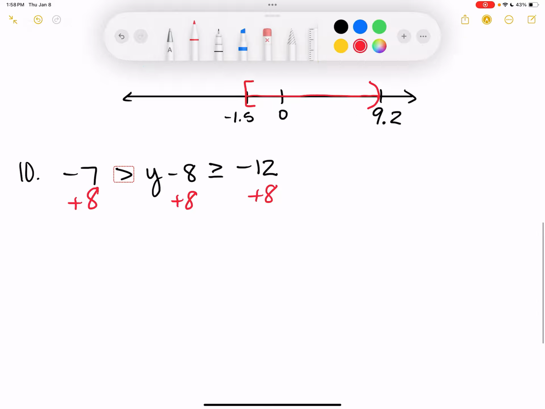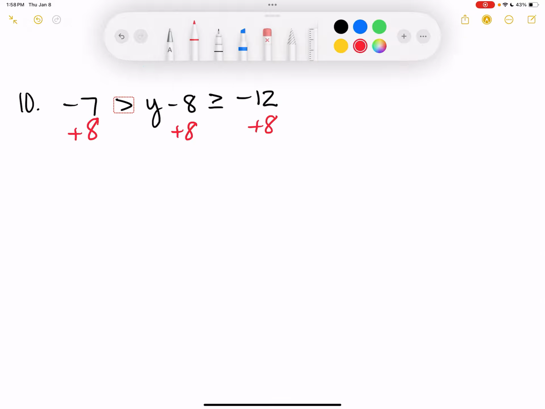Why? Just because it's a rule. It's like what you do to one side, you have to do to the other, but this one has 2 other sides.